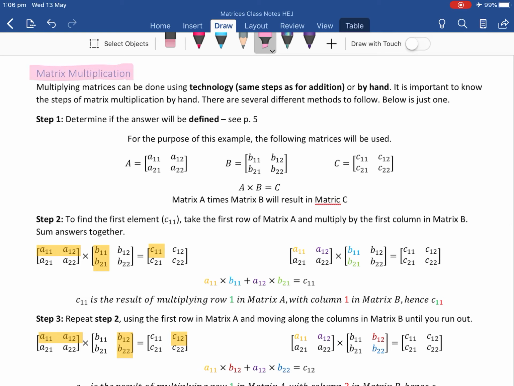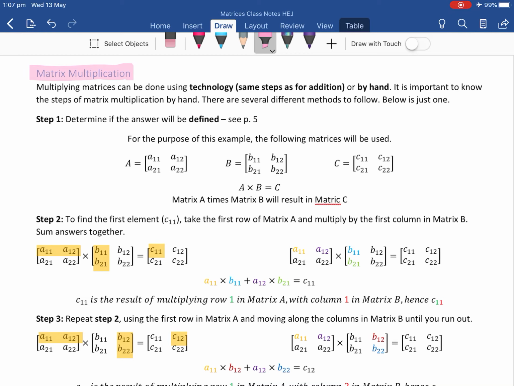Multiplying matrices can be done using technology, same steps as for addition, or by hand. It is important to know the steps of matrix multiplication by hand. There are several different methods to follow. Below is just one. It can be a bit difficult, but if you follow the process, it should be fine.